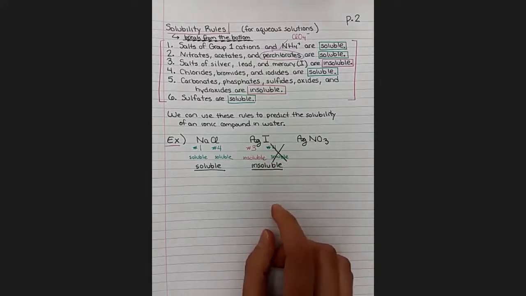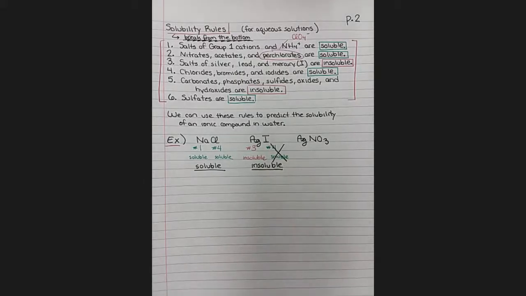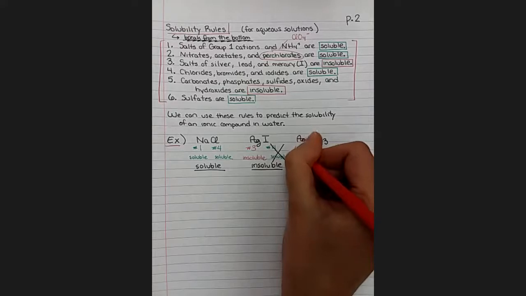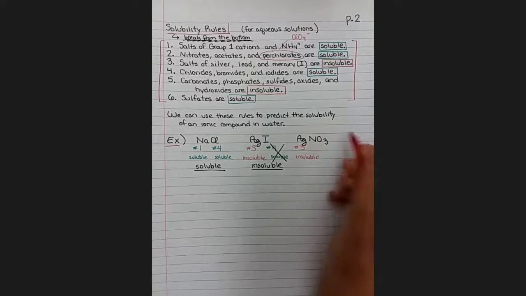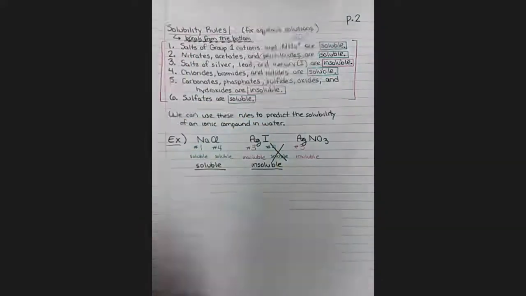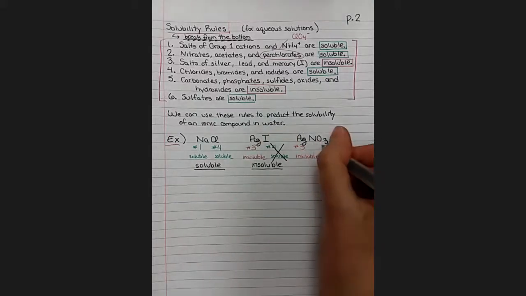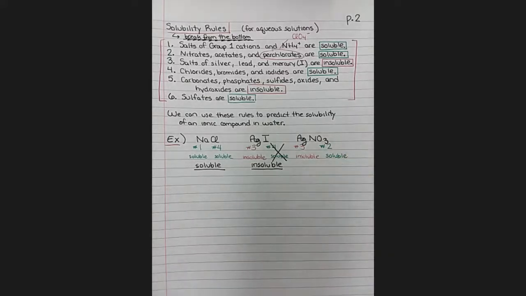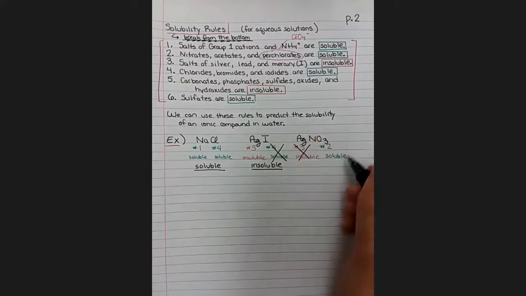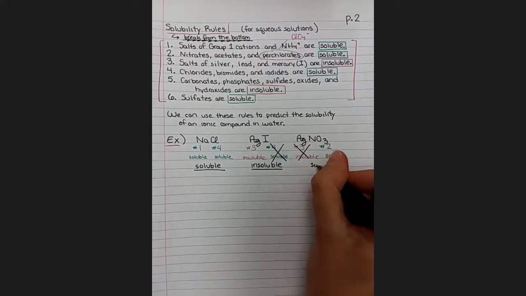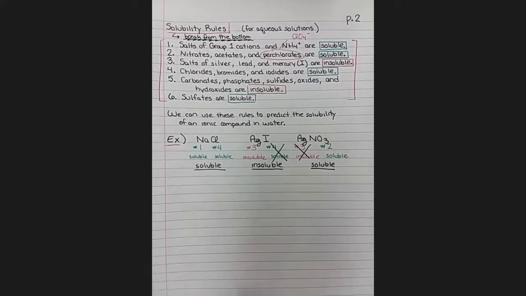And for our final one, the silver nitrate, we have silver again. That's rule number 3, predicts insoluble. And then nitrate is here in rule number 2. Nitrates, acetates, and perchlorates are soluble. So in this case, we have two conflicting rules again, but this time the insoluble prediction is lower down in the list. The soluble is higher in the list. So we're going to go with silver nitrate, soluble. And you'll see that that's usually true. Nitrates are almost always soluble.